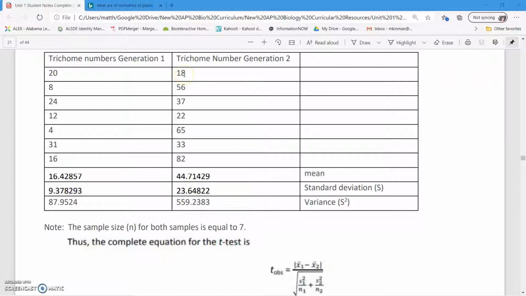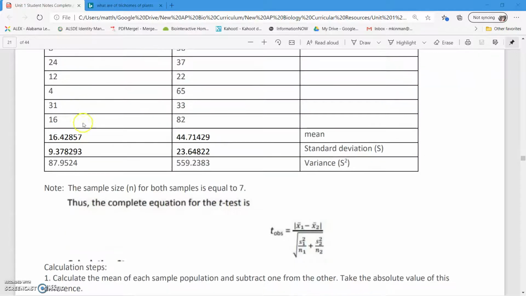Something I want to point out, look how large the standard deviation is here, and look at the diversity or the variance of your numbers. We go from 18 to 56, down to 37, to 22, and way up to 65, 33, 82. That is an example of a large deviation, whereas over here, the numbers do not deviate quite as much, which is shown in our standard deviation.